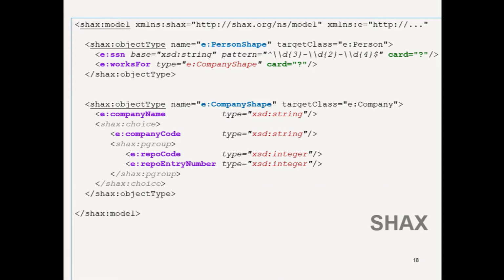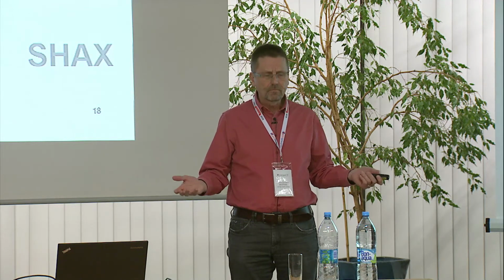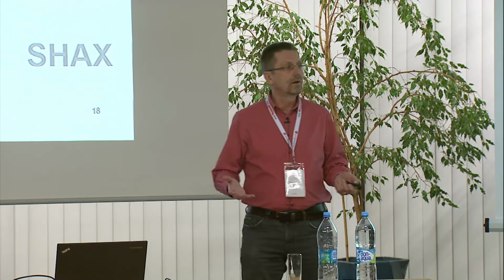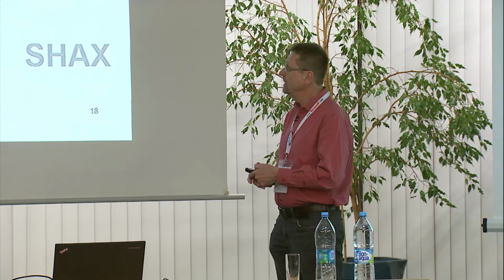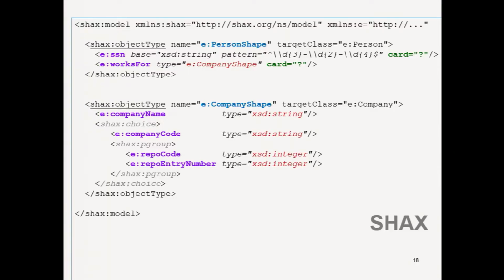Next, we make things more interesting by adding a little grammar. We introduce a choice group, which is very easy in SHAX. You use a SHAX choice element, and its child elements represent the choice branches. And if one branch has more than one property, you wrap these properties in a SHAX pgroup element.